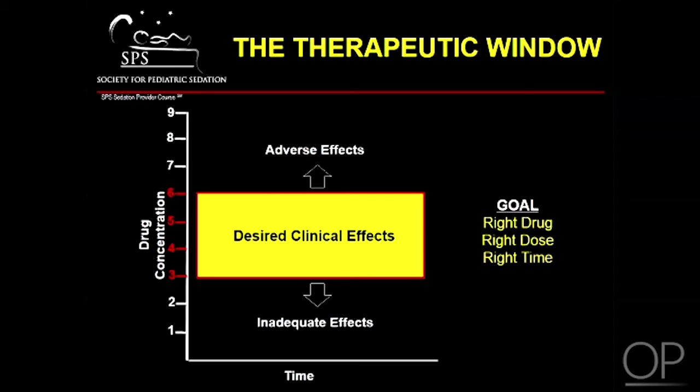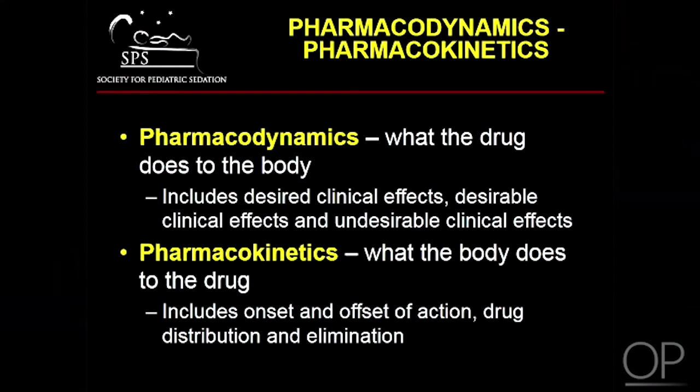In order to achieve the desired clinical effects, we must choose the right type of drug for the procedure at a correct dose. Similarly, the drug must be given at the correct time in relation to when the procedure is being initiated. Collectively, these properties are derived from the drug's pharmacodynamic and pharmacokinetic profile. The pharmacodynamics of a drug is what the drug does to the body and includes both the desired clinical effects and adverse clinical effects like respiratory depression.